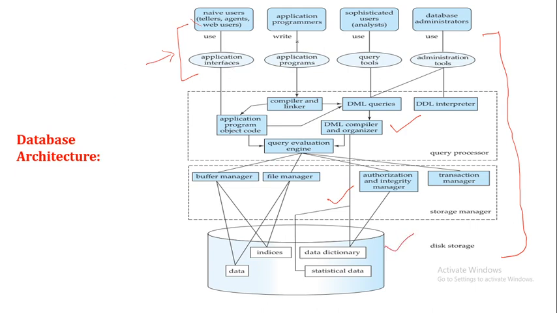A user can be a naive user, an application program, a sophisticated user, or a database administrator. It depends upon the kind of users that are going to use the database. Depending upon the user, they are going to interact with the database using some query. We will have some interface that provides access to your database. So this is your basic database architecture.